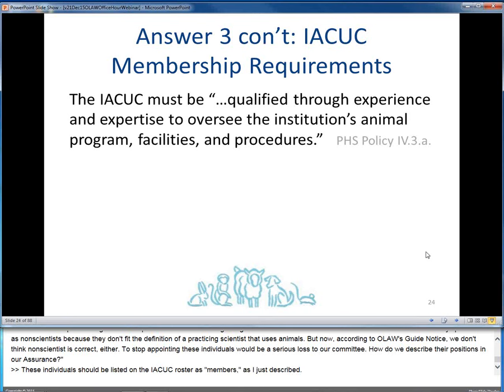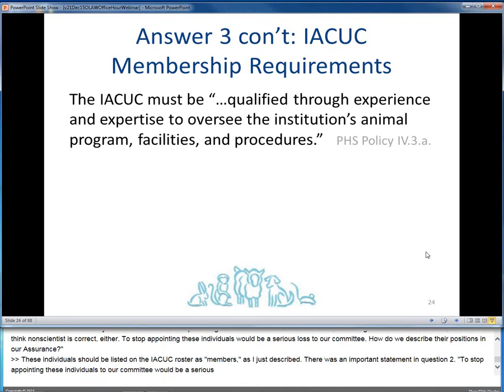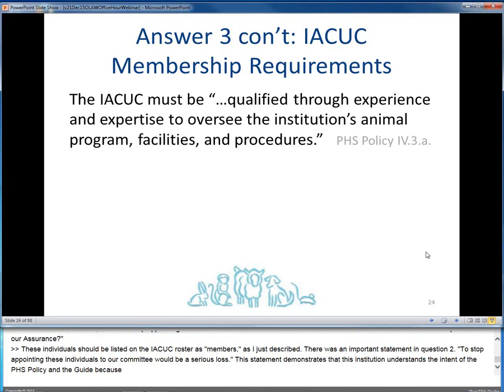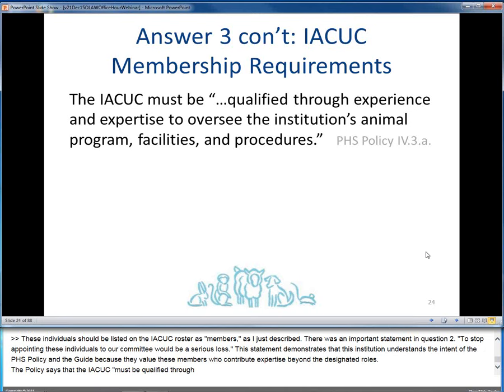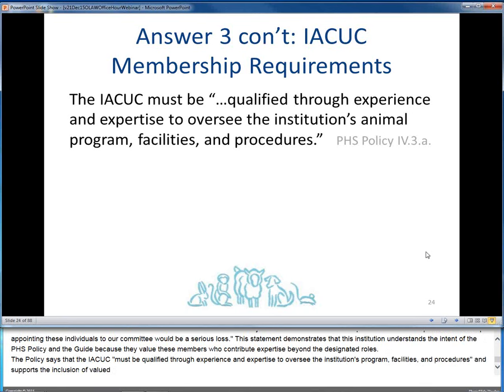There was an important statement in question 3. To stop appointing these individuals to our committee would be a serious loss. This statement demonstrates that this institution understands the intent of the PHS policy and the guide because they value these members who contribute expertise beyond the designated roles. The policy says that the IACUC must be qualified through experience and expertise to oversee the institution's program, facilities, and procedures, and supports the inclusion of valued expertise on the committee.